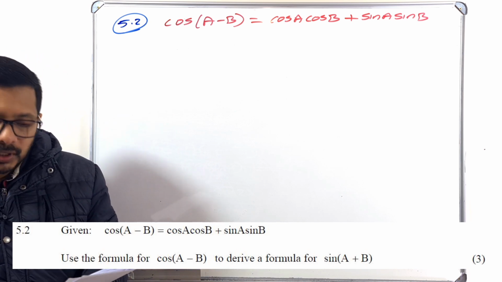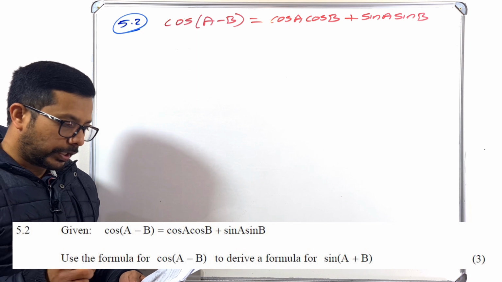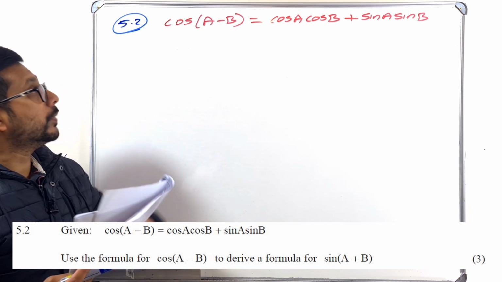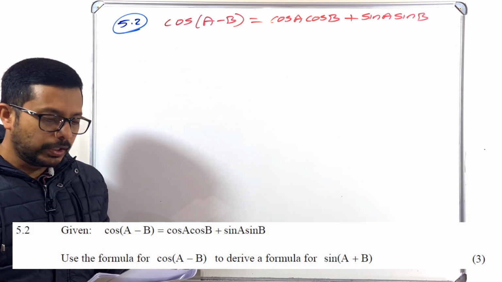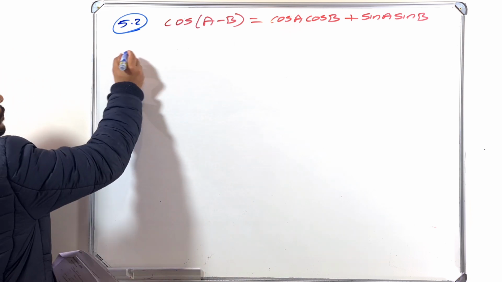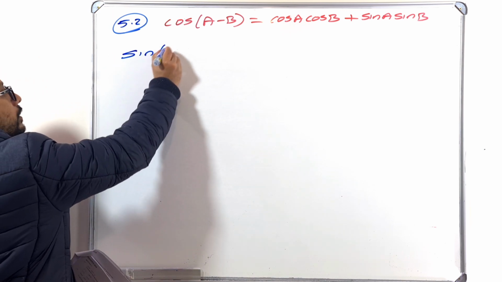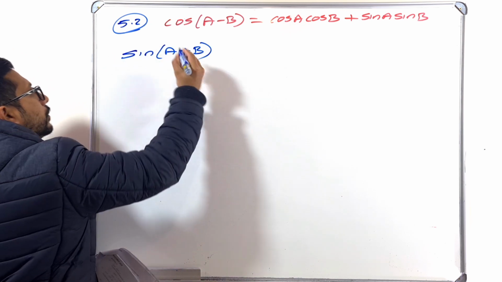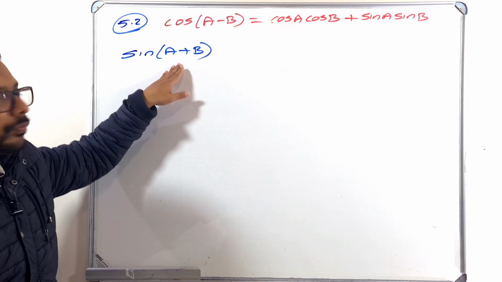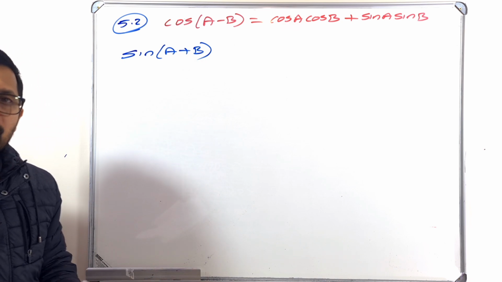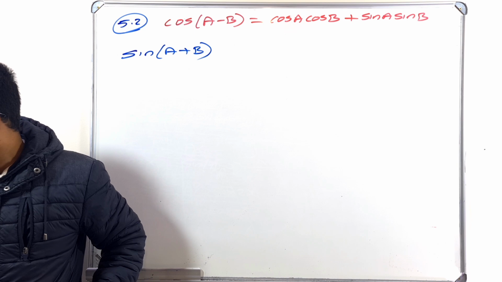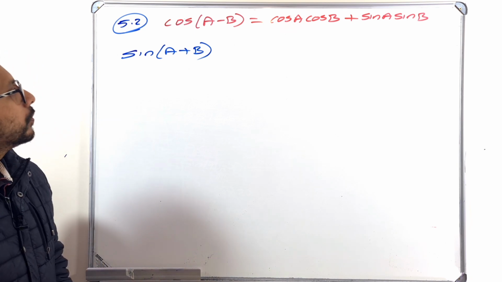Okay, so based on that one, what do you want to write? Look at that question. Use the formula for cos of a minus b. You have to use this formula to derive a formula for sin of a plus b. Okay, so now how can you prove that one? Or it's like a theorem. How can you prove that one?